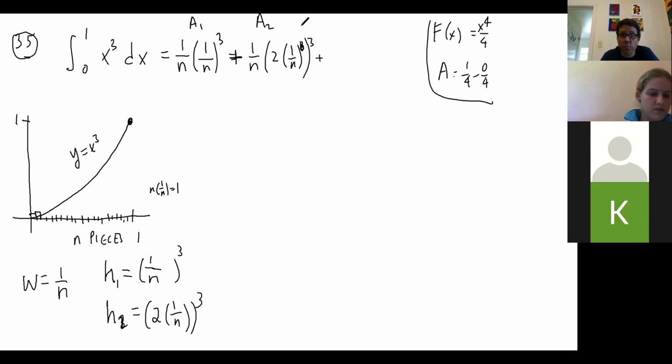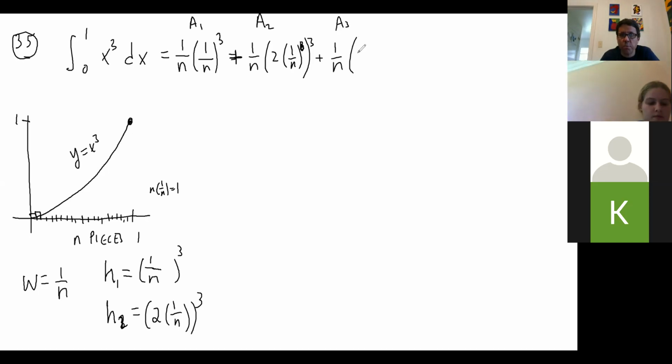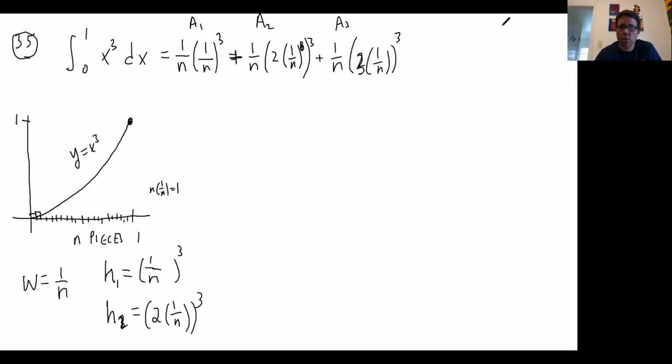And I just repeat this process. The third area would be 1 over n, and it would be 3 copies now of 1 over n, which would get cubed, to get the third height. And I just continue this process of graphs.